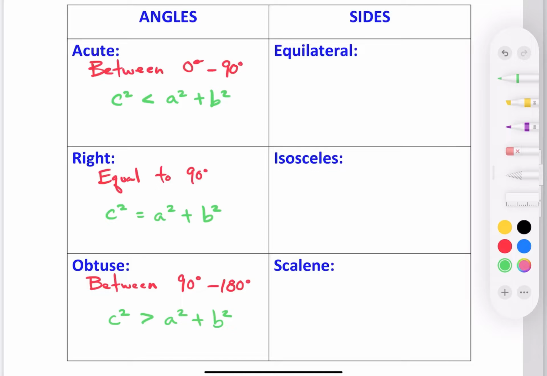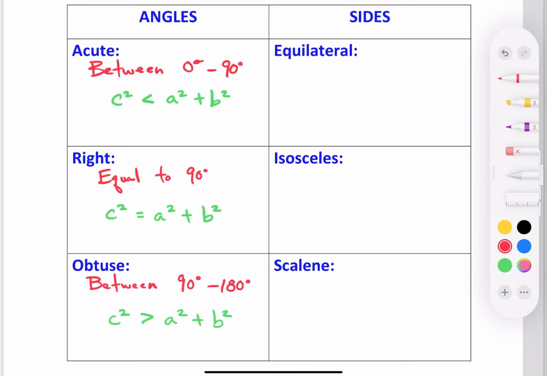Now we got to remember that the c value in these triangles must be the longest side. So that's going to be the hypotenuse when it comes to that right triangle. Well, it's going to be the longest side when we go ahead and compare the sides in an acute and obtuse triangle as well. Now, in terms of the equilateral triangles, the isosceles triangles, and the scalene triangles, that all has to deal with our sides.